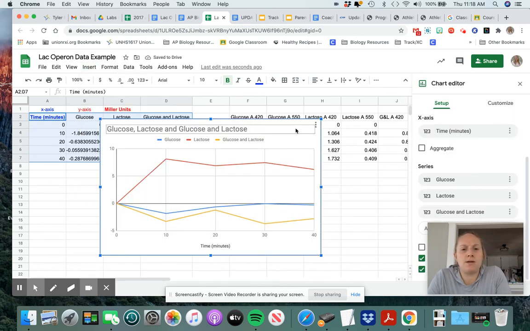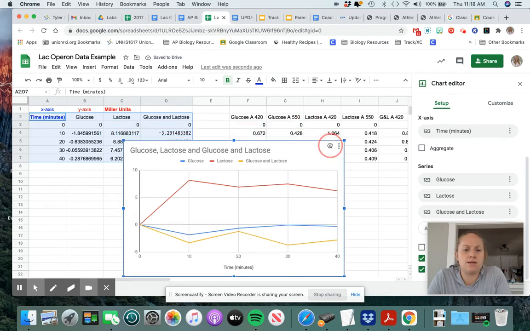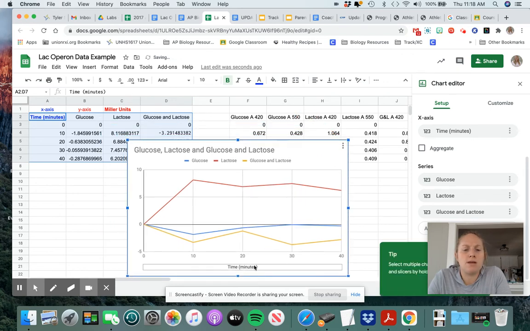Okay, so it pops up right away like this. You already have time in minutes, which is great, so that label's already there. You have your glucose, lactose, and glucose-lactose. That's why you highlighted those sections to begin with, so you could get those labels right there. So this group did a good job back in 2016. Lactose was their highest activity, and it did fade over time.